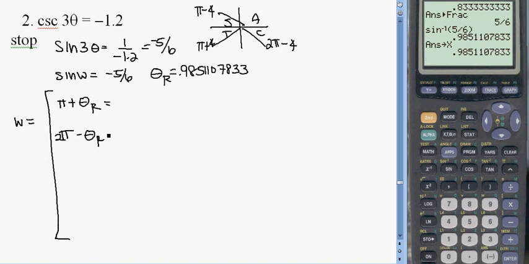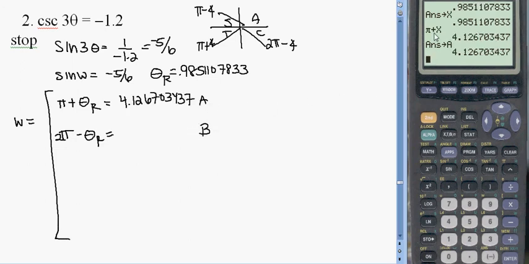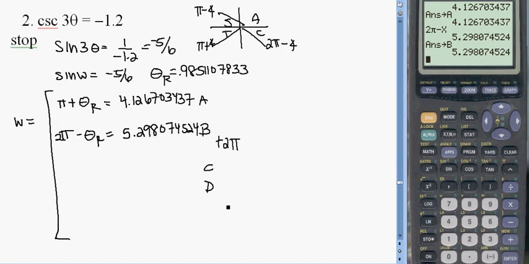I'm going to do that off screen and write out the answers and store them as A and B. So I added the reference angle to pi, got 4.126 and wrote it there. Then I did 2 pi minus our reference angle and stored that as B. Now I need to take these angles and add 2 pi to them, 2 pi to A and 2 pi to B, and let each one of those be C and D. Then I need to add 2 pi to those and let those be E and F.